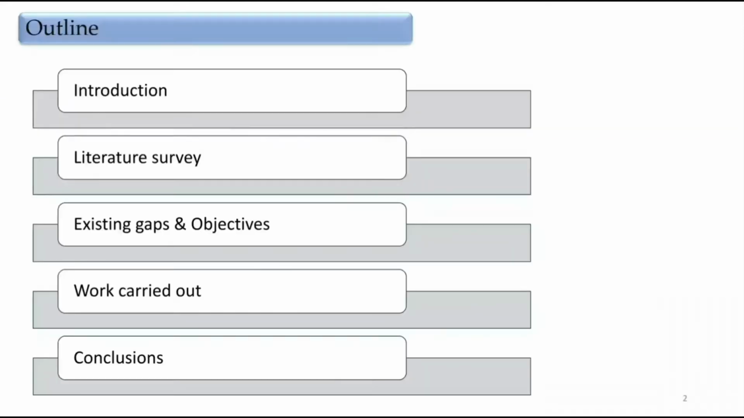This is the outline of the presentation where I will start with the introduction followed by literature survey. Then I will talk about the gaps identified and the objective of this study. Subsequently, I will talk about the work carried out to meet the objectives and then summarize the salient outcomes from the work.